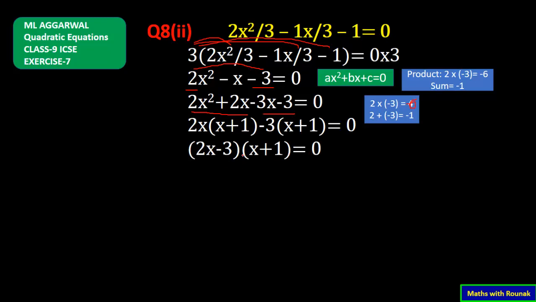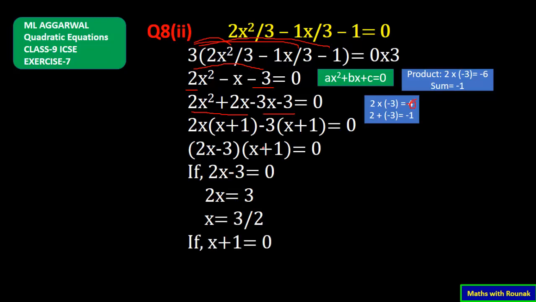Now we can take either of them as 0. Let's take 2x − 3 equal to 0. If 2x − 3 = 0, then 2x will be equal to 3 and the value of x will be 3/2. And if x + 1 = 0, then the value of x will be negative 1. So we have our two values of x, 3/2 and negative 1. Hence we can conclude that 3/2 and negative 1 are the roots or solutions of this quadratic equation.